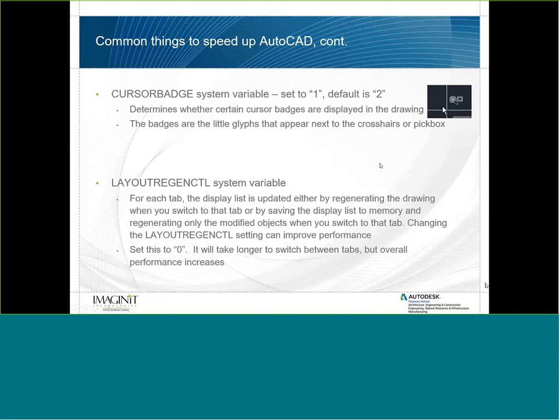The other thing is cursor badge. If you hate that little thing over by your crosshairs, cursor badge is normally set to 2. I reset it to 1, and most of the badges will go away. Again, when those badges appear, it's a resource. It's utilizing resource. It's using graphics hardware. It's using processing power. So I generally like to turn those off.